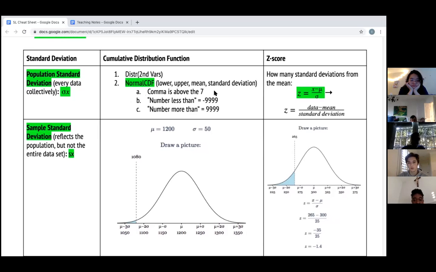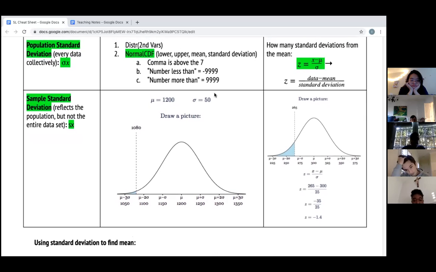We don't know why we wrote commas above the 7. Sonia and I tried to figure it out for an hour last night, so just disregard that it says that. I don't know what that means.